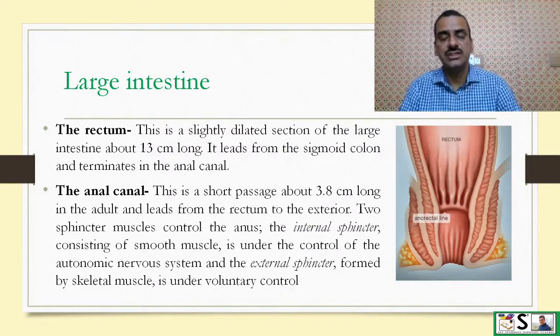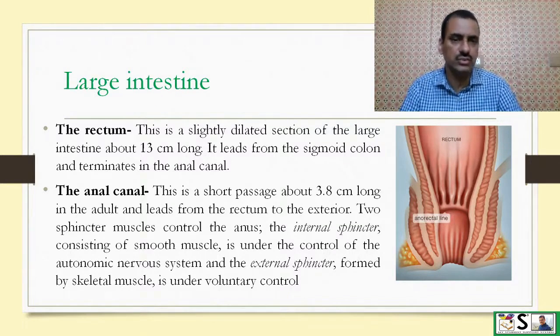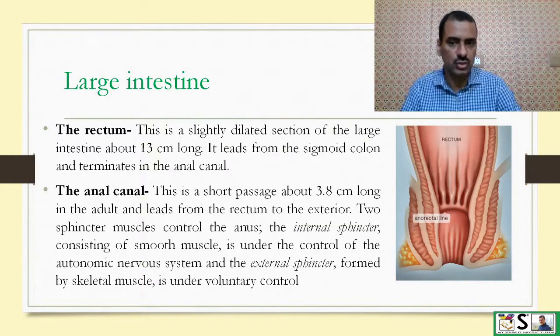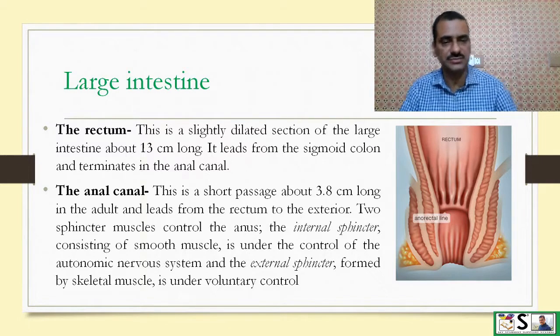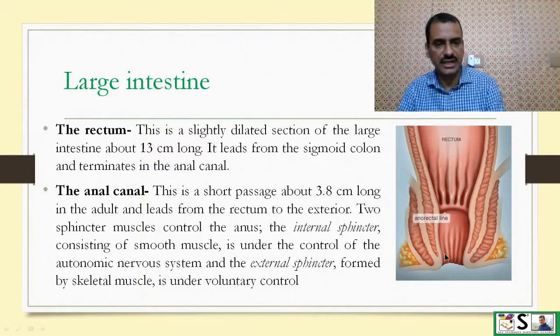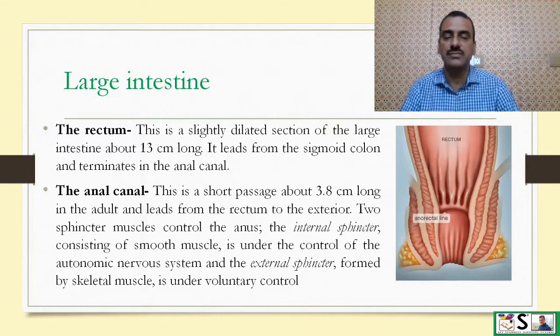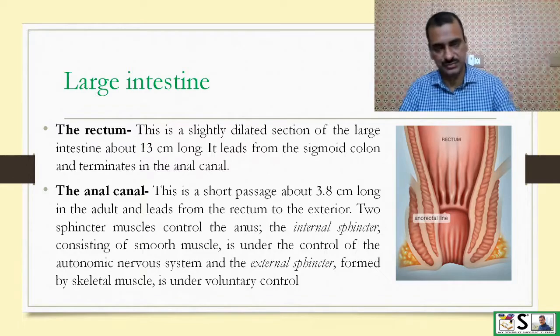The anal canal is a short passage of about 3.8 to 4 centimeters long in adults and leads from the rectum to the exterior environment. Two sphincter muscles control the anus, the internal sphincter and the external sphincter. The internal sphincter consists of smooth muscle and is under autonomic nervous system control, while the external sphincter is formed by skeletal muscle and is under voluntary control.